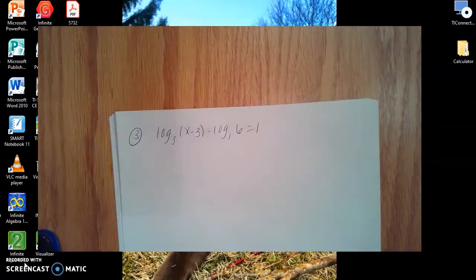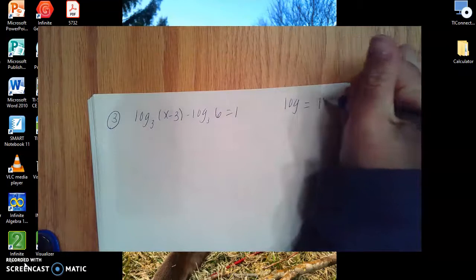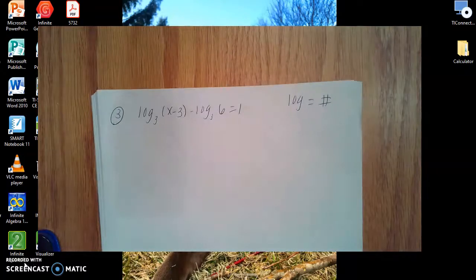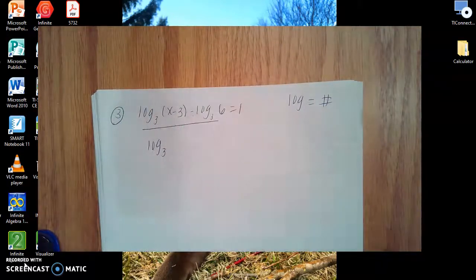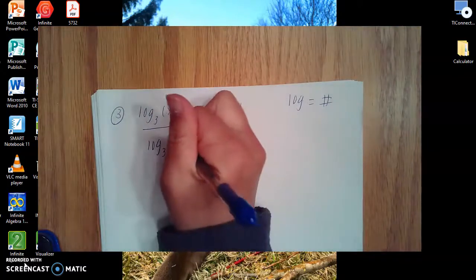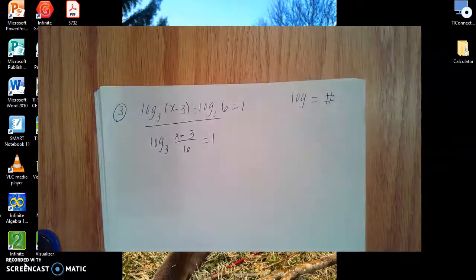And number 3, this will be the last one I do, and then you can try some on your own. Okay, so the other option we have is when you have log equal to a number. So I should only have one log, which means I need to combine those into 1. I'm going to get log base 3. Since there's a subtraction sign, that means division. I'm going to get x minus 3 all over 6 is equal to 1.